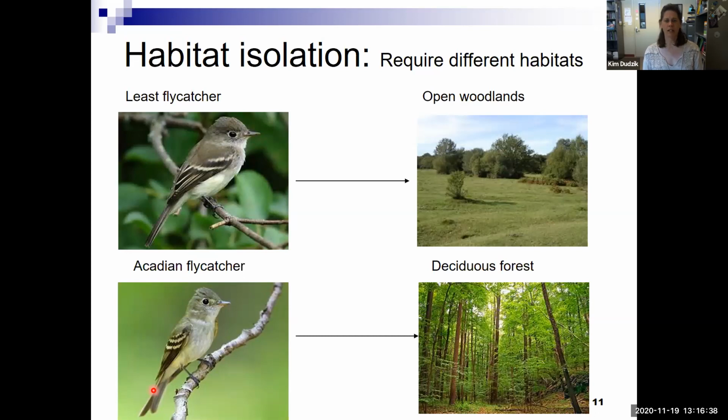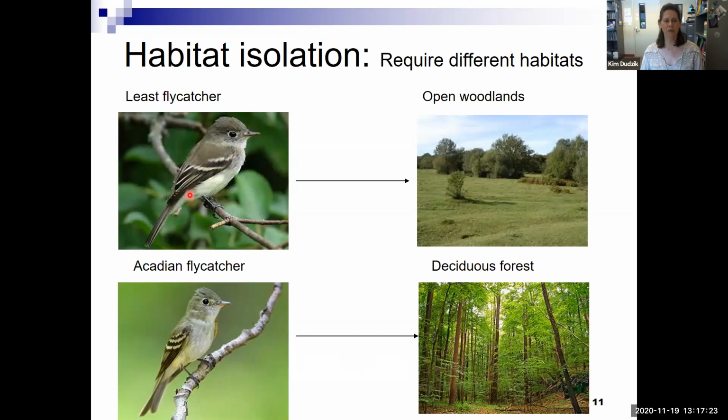So habitat isolation, again, pretty obvious here, it requires different habitats, right? And so it's the requirement of their habitat that promotes their mating behaviors. Okay, so here's a least flycatcher compared to an Acadian flycatcher. The least flycatcher mates in the open woodlands. They need the openness of the woodlands. You know, they may be relying more on sight to find one another rather than sound. Whereas in the deciduous forest, very lush forest, harder to see one another, but they might be able to hear each other.